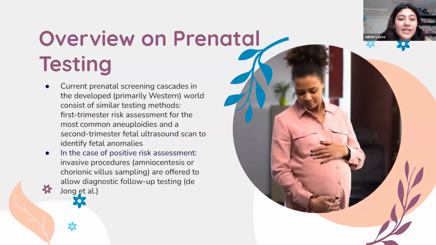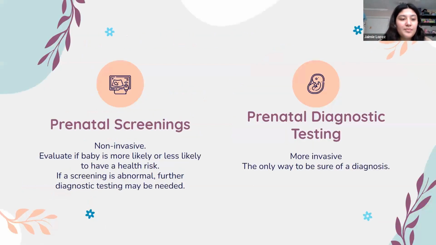Current prenatal testing cascades in the developed, primarily Western world consist of similar testing methods. First, a first trimester risk assessment for the most common aneuploidies, and a second trimester fetal ultrasound scan to identify fetal anomalies. In the case of positive risk assessment, invasive procedures such as amniocentesis or chorionic villus sampling are offered to allow diagnostic follow-up testing. I pulled that from a resource of the study De Jong et al.